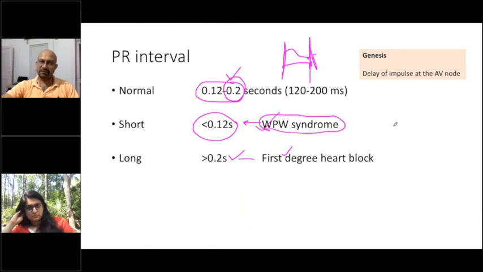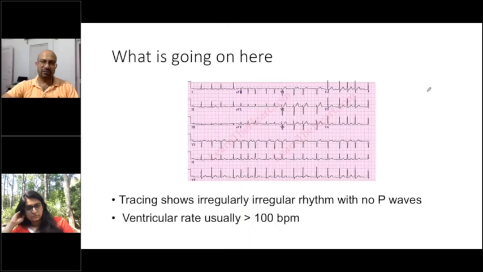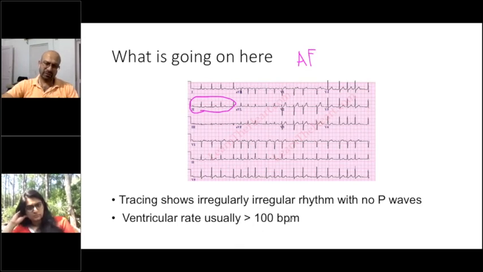The genesis of the PR interval, as we said earlier, is the delay of the impulse at the AV node. So let's see this ECG, what's going on here. It shows basically a rhythm which is irregular. You can't make out any clear P waves. If you look at lead 2 here, you can't distinctly make out any P wave, and there is an irregular recording. This is one of the most common ECGs that you will get in your exam as an undergraduate student. When you can't see the P wave and the rhythm is irregular, and the heart rate is usually high, then the answer is atrial fibrillation.